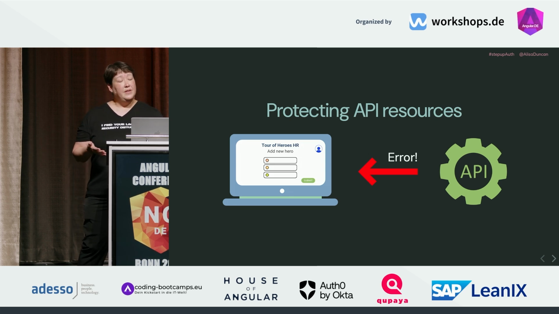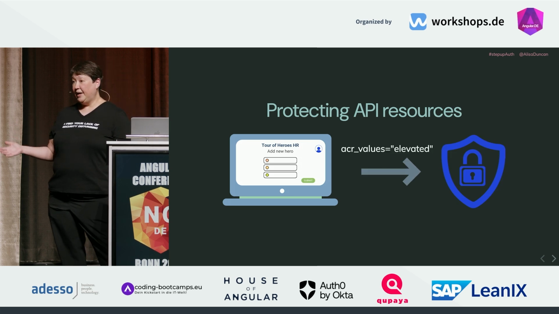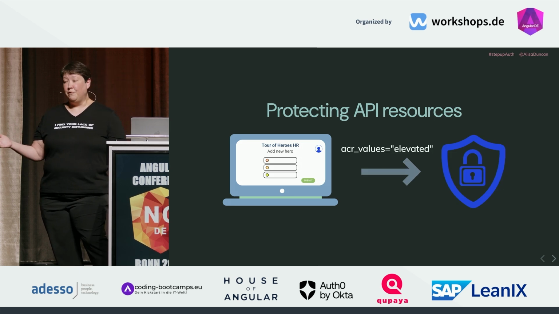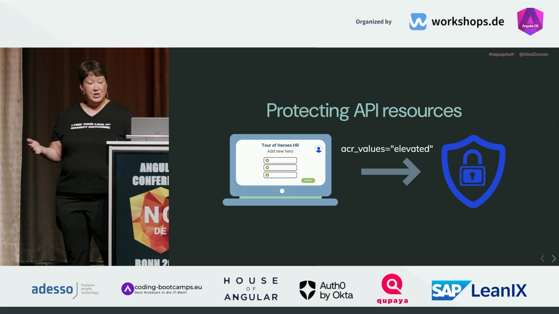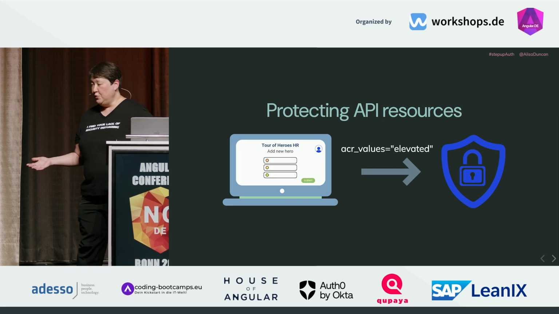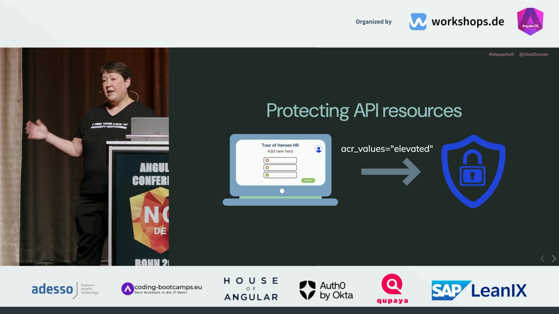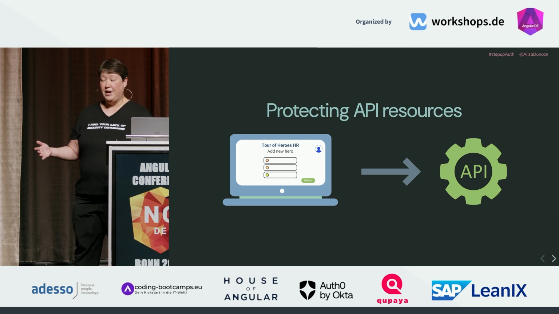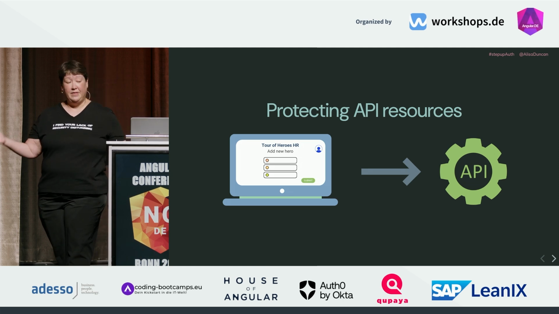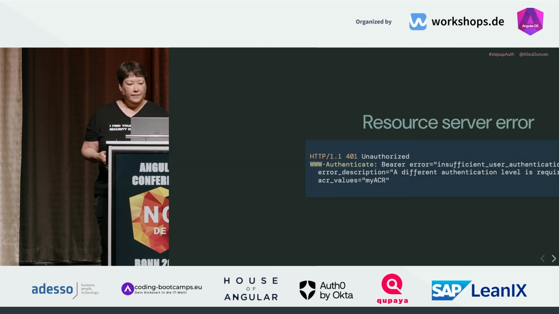The client then has to respond to this error by having the user sign back in, using the ACR_values that are appropriate for this action, gets the new tokens, and then remakes that request on behalf of the user back to the API. Right? So that retrying is key.